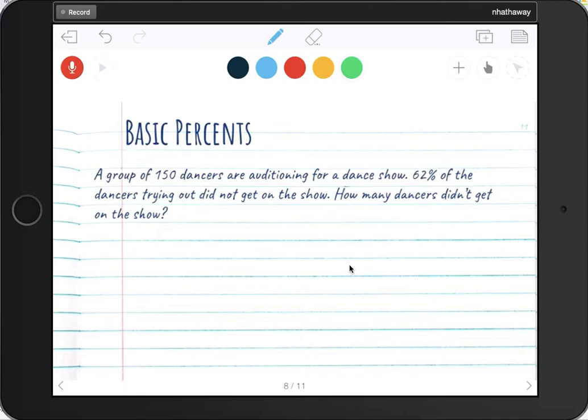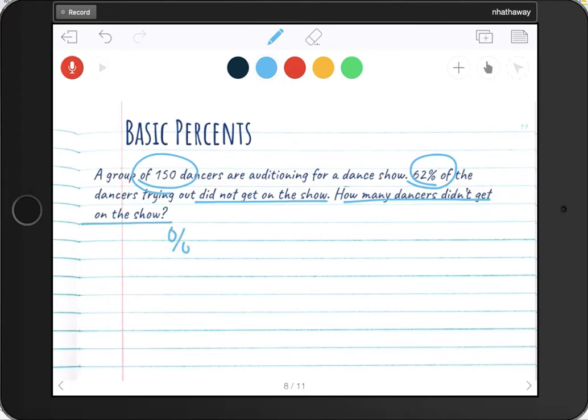And then the last thing, I want to just review one of those word problems. So, a group of 150 dancers are auditioning for a dance show. 62% of the dancers did not get on the show. How many dancers did not get on the show? Let's look at it. It says a group of 150 dancers auditioned. 62% did not get on the show. How many did not get on the show?